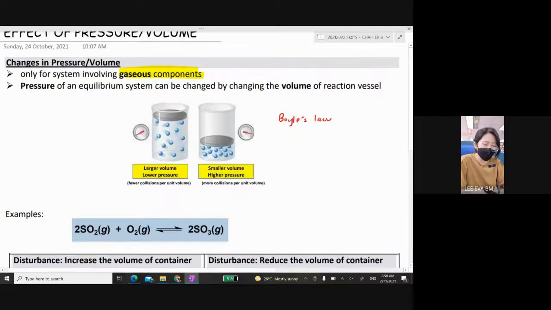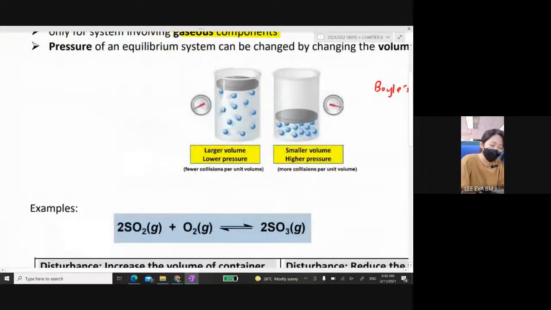In this diagram, I also give you the definition of pressure. If you have a low pressure, it means in the system you have fewer collisions per unit volume. Pressure refers to the number of collisions between the particles and the wall of the container. Low pressure means a lower number of collisions, while higher pressure means more collisions between the particles and the wall. From the diagram, you can see that when decreasing the volume, the distance gets closer and closer, so the frequency of collisions will increase in the smaller space.